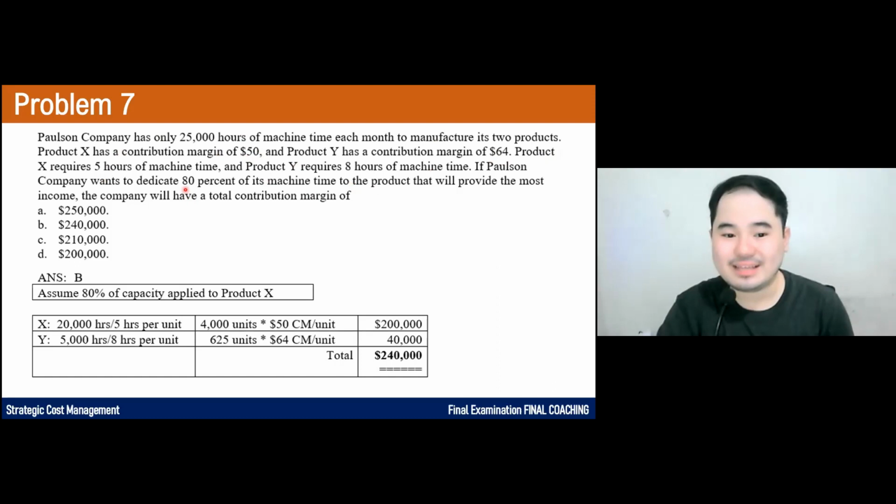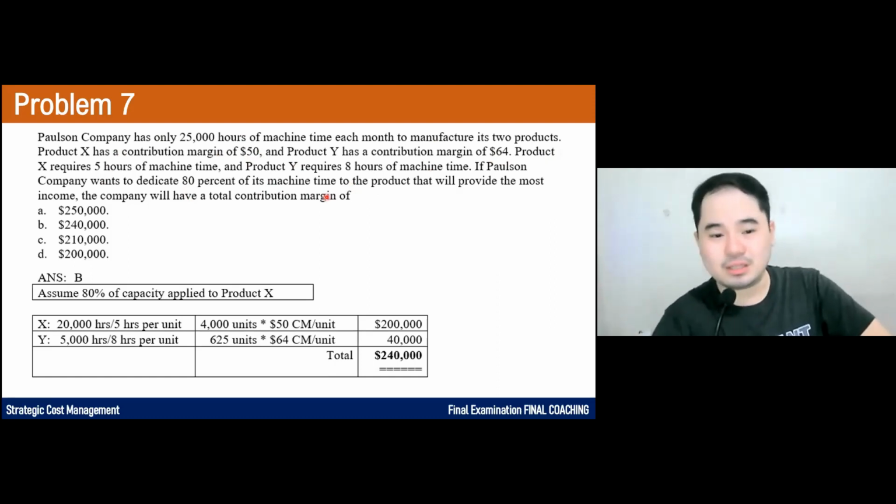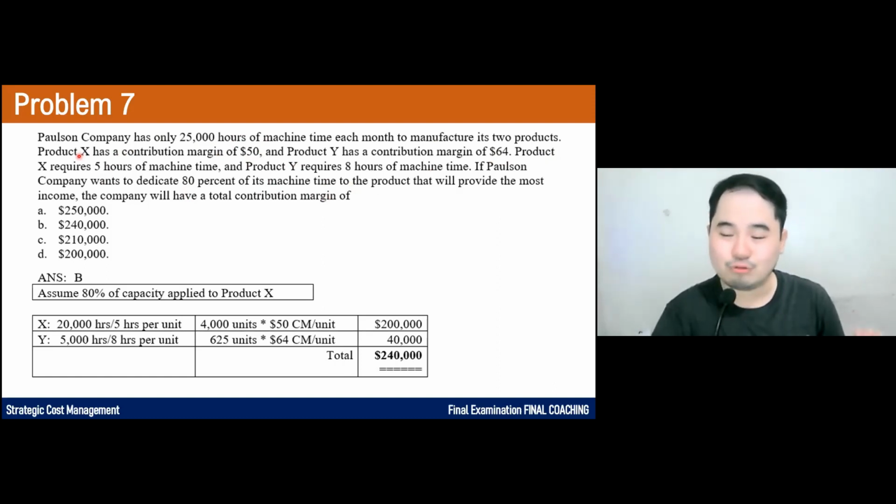So the company wants to dedicate 80% of its machine time dun po sa produkto that will give them more income. Ngayon, ang tanong, kung i-dedicate natin yung 80% ng 25,000 hours, kanino natin siya ibibigay? Kay X or kay Y? Siyempre kay X, di ba? Kasi ang sabi, ibigay daw po natin yung resource natin doon sa mas malaking CM per scarce resource. Okay? The product that will give you the most income. So 25,000 multiplied by 80%, that is 20,000 hours. And that 20,000 hours will now go to X. Okay? 20,000 divided by 5 hours per unit.